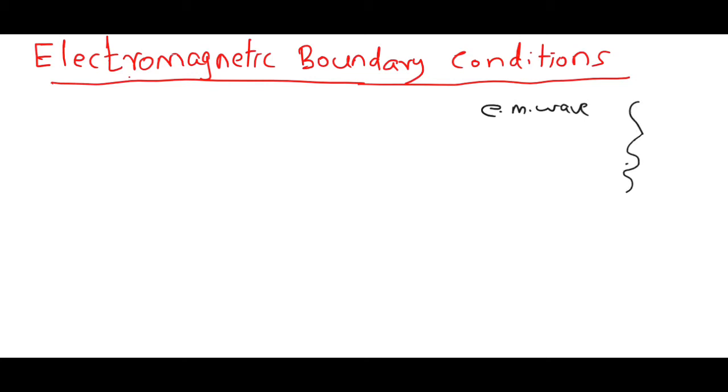An electromagnetic wave consists of both electric and magnetic fields. This is medium one. This medium is air, free space, and the other, the second medium, may be an insulator or maybe a conductor. This may be glass or whatever it may be. This is medium 2.